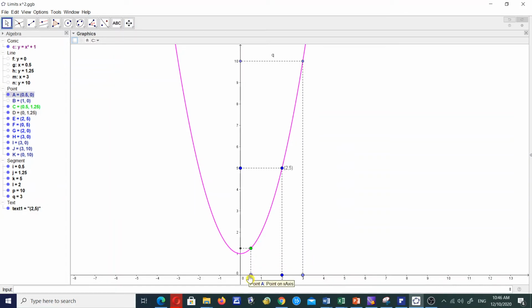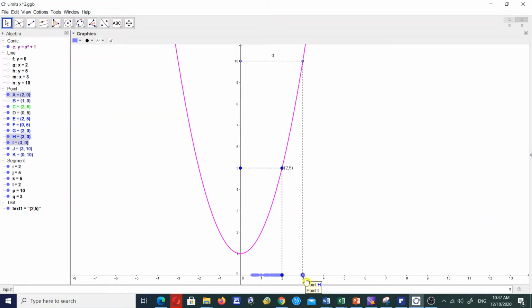See what happens when the value of x approaches our number 2. So this is x. Let's move it near 2. We're moving it now. So observe that the value of f of x also increases. And what number does it approach? So as x approaches 2, it actually approaches what number? It approaches the value 5.